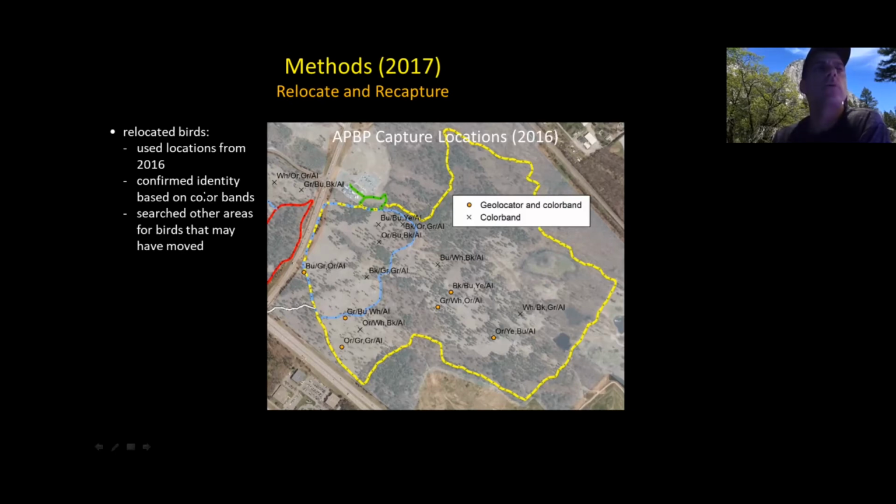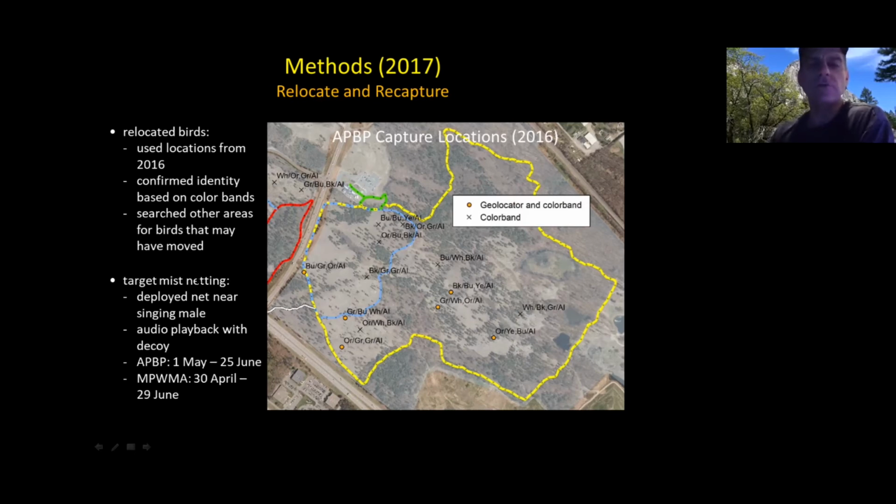If we heard a singing bird, we'd look at it and try to identify the bird based on its color band. And we'd also search other areas, as they may have moved. So again, we use this as our initial guideline, but if the bird wasn't where it was last year, we would search a broader area to see if the bird may have moved from where it was the previous year.